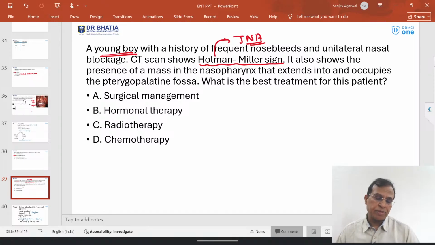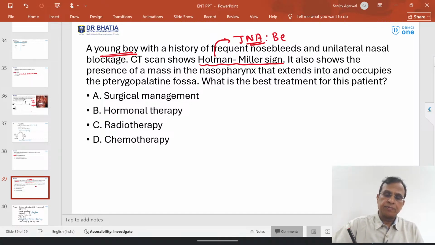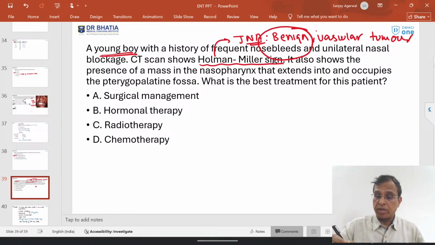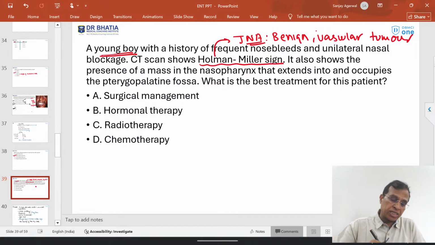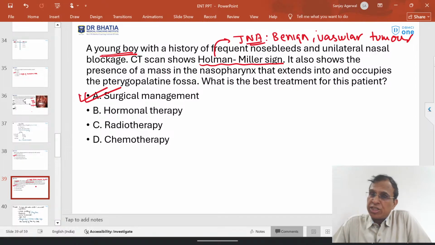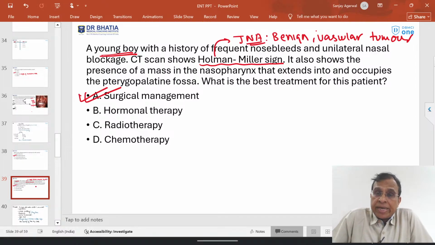It shows the presence of a mass in the nasopharynx that extends into the pterygopalatine fossa. Which is the best treatment for this patient? Every JNA is a benign vascular tumor, और कोई भी बेनाइन ट्यूमर में, if possible, surgery is always the best option. बेनाइन ट्यूमर में सर्जरी ही दी जाती है. So surgical management without any doubt is the best treatment. This is true for every benign tumor.